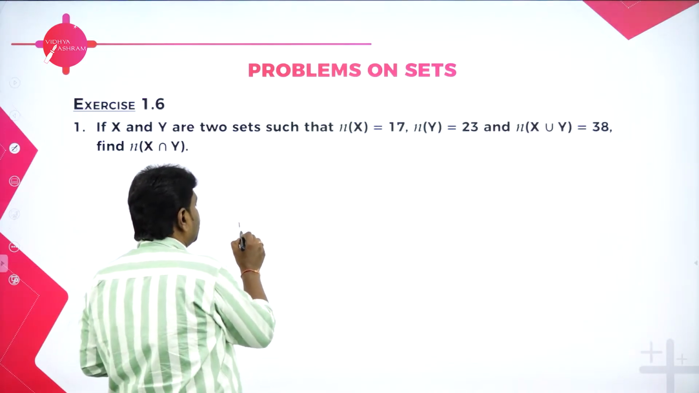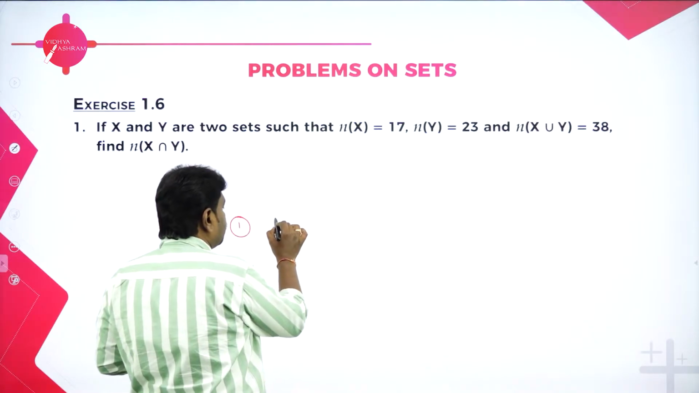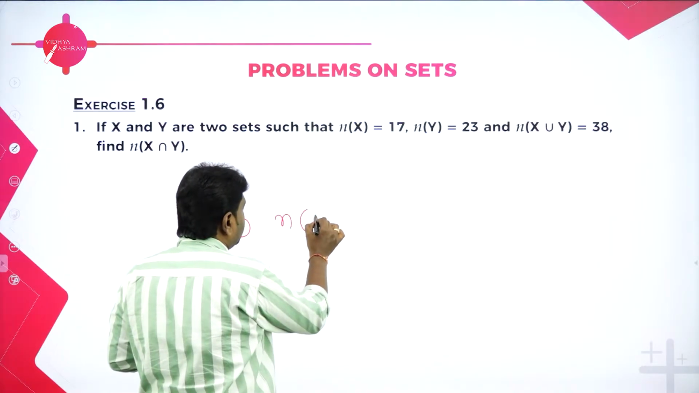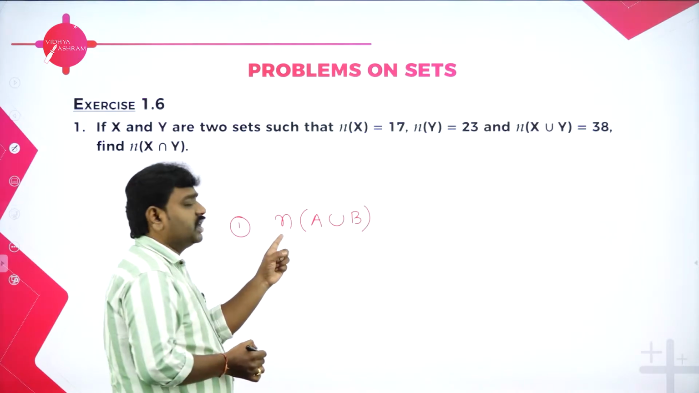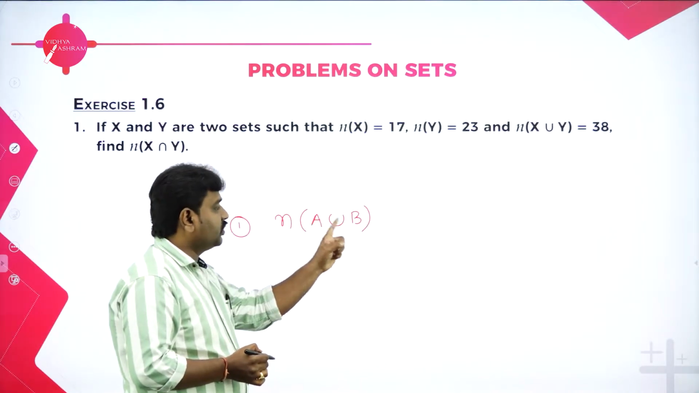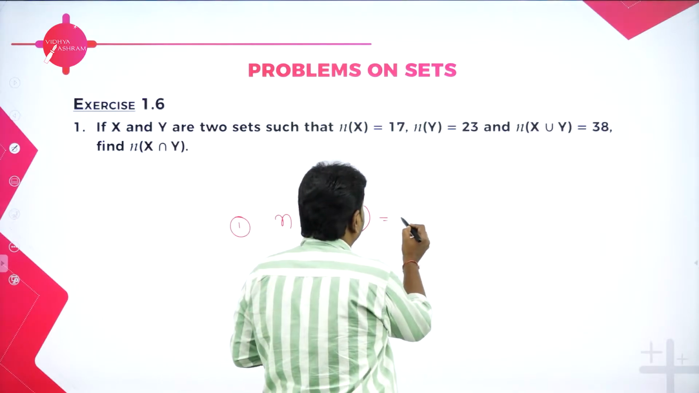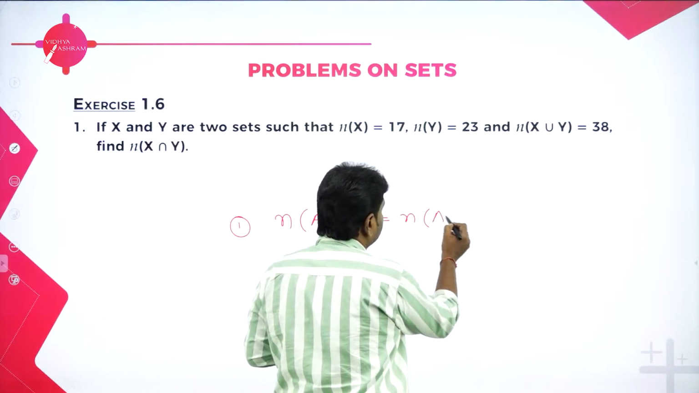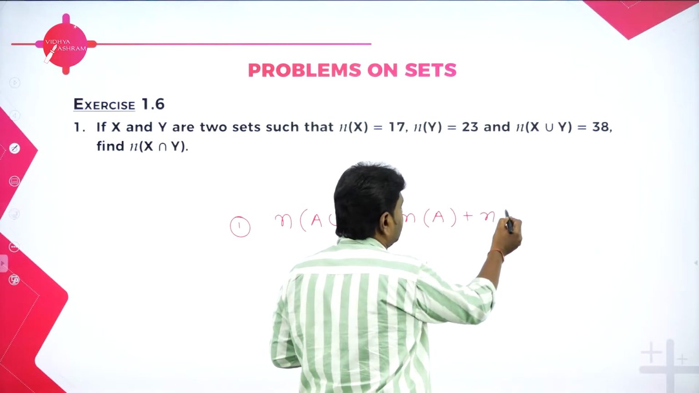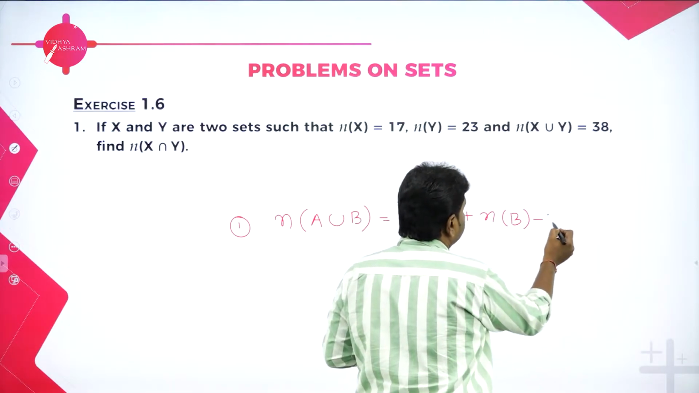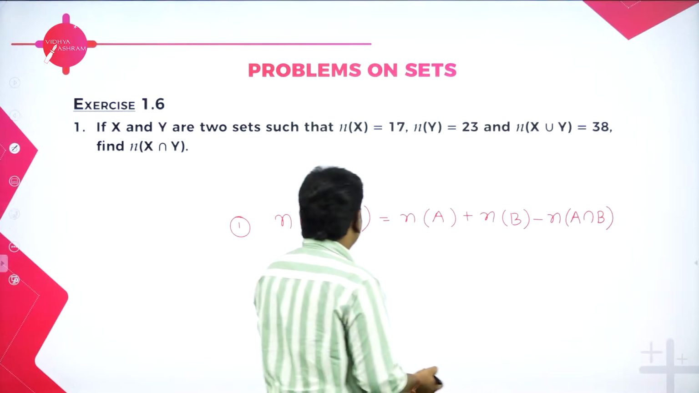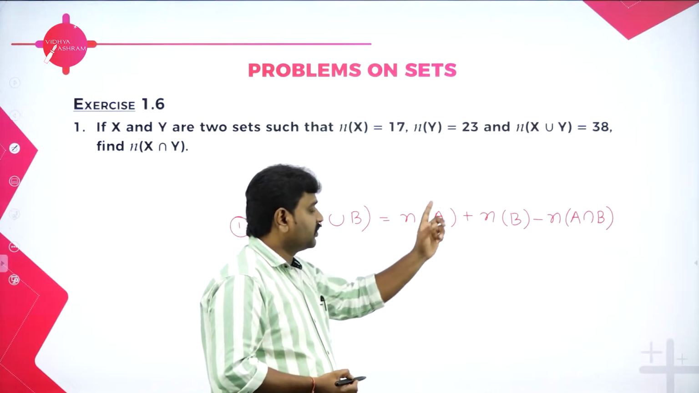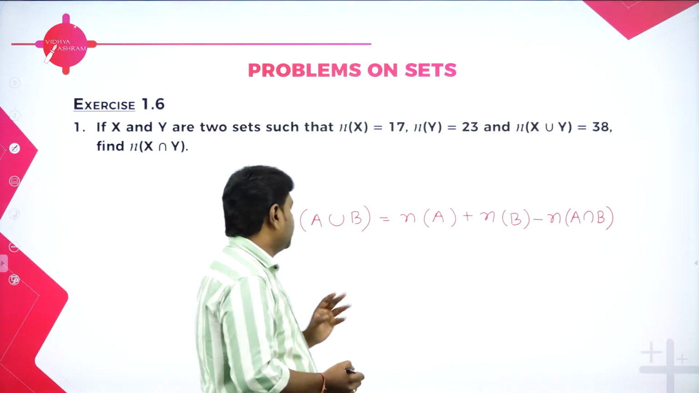So the first formula is n of A union B. n means what? Cardinal number. Number of elements in A union B is number of elements in A plus number of elements in B minus number of elements in A intersection B. n of A union B is n of A plus n of B minus n of A intersection B.